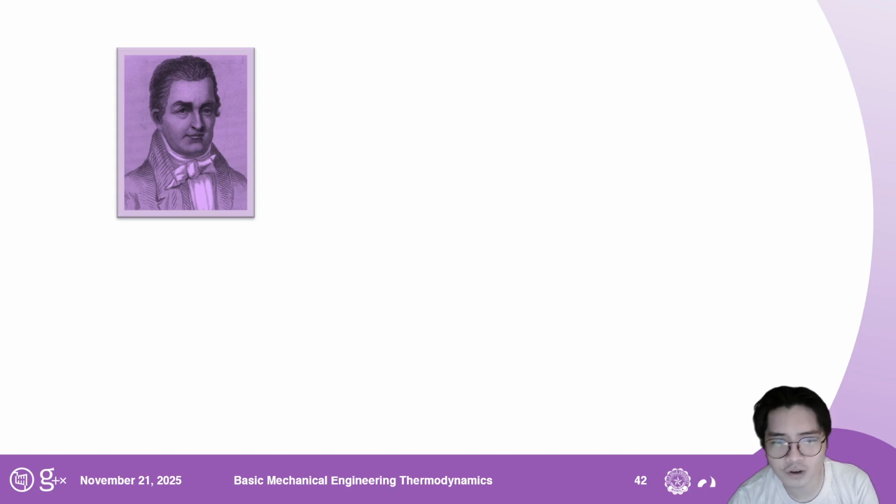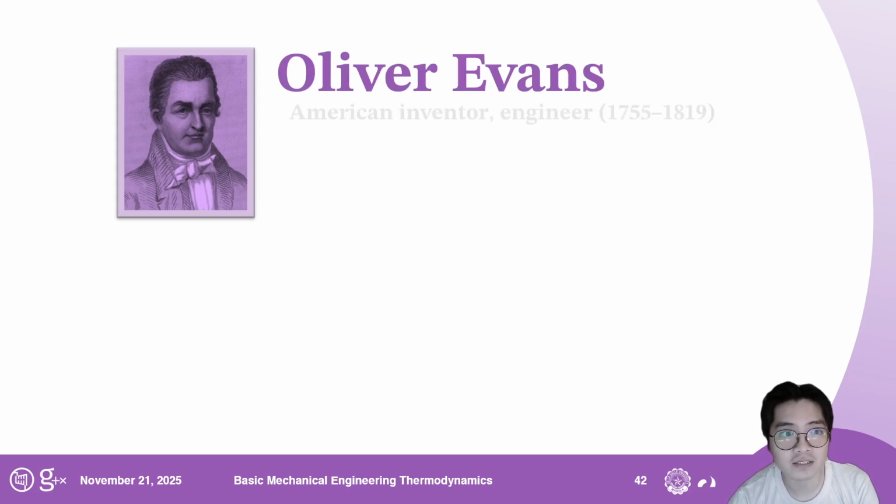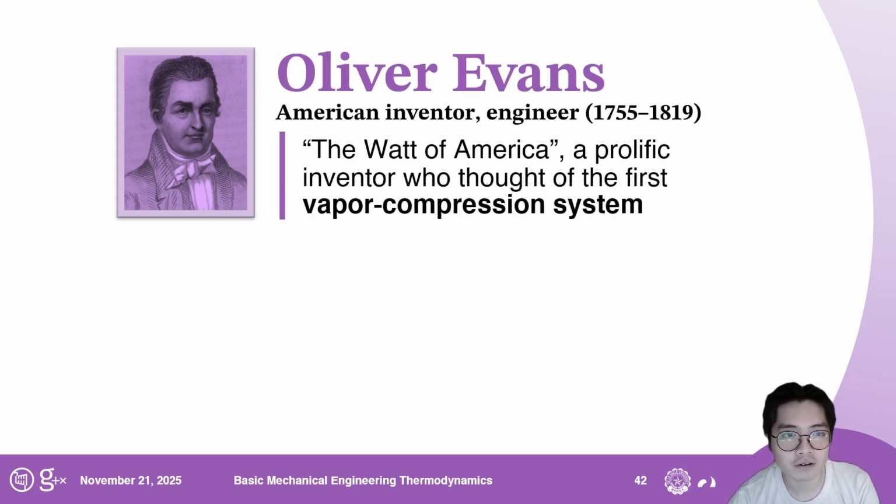And so in this case, we have these two people to thank, maybe for our next example. We have here Oliver Evans. He's a very prolific inventor, so much so that he was called the Watt of America. Watt as in James Watt. He's not British, he's Scottish, I think. I don't know. But the thing is, Oliver Evans was the one who first thought of what we call the vapor compression system.